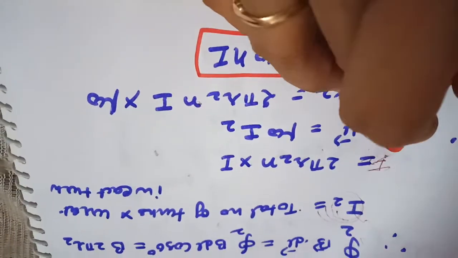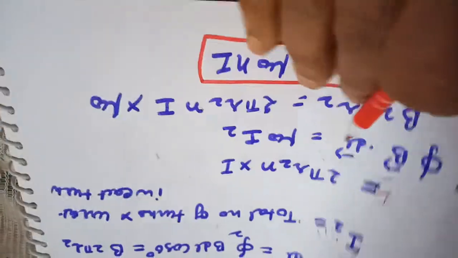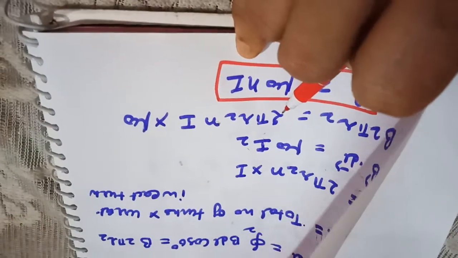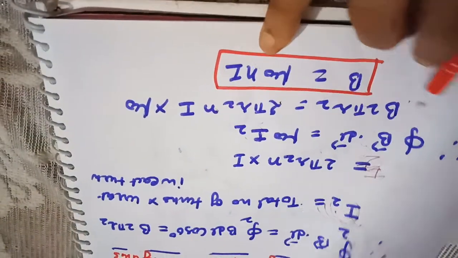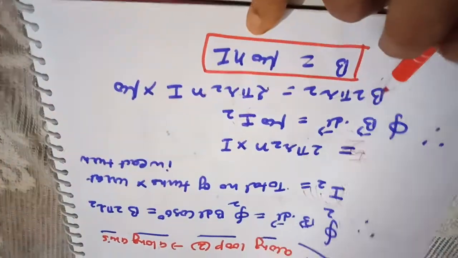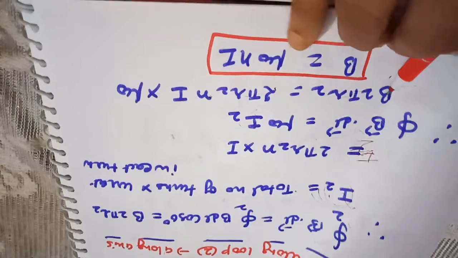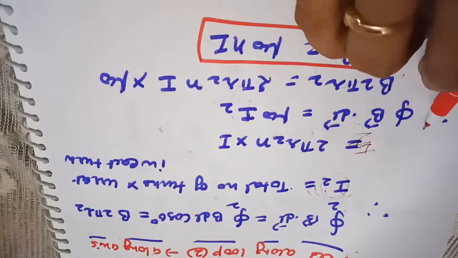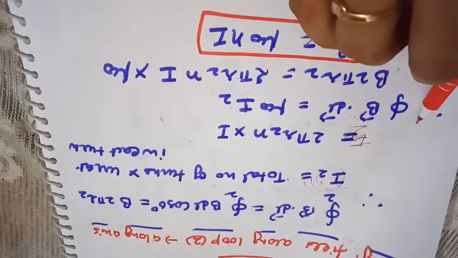If this is the value of I2, then substitute the value of I2 in mu naught I2: 2 pi r2 and I into mu naught. So what are you getting? 2 pi r2 cancels out. So B comes out to be mu naught n into I. So this is the magnetic field at any point on the axis of the toroid.